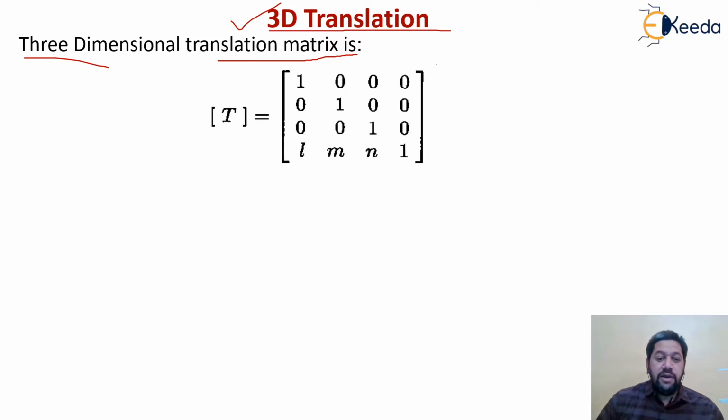So this is my 3D translation matrix, which is used for the translation. You can find it here. All my diagonal terms are 1, 1, 1. Just now we have seen how the translation is produced, so I require the parameters L, M, and N. These L, M, and N represent my translation factors.